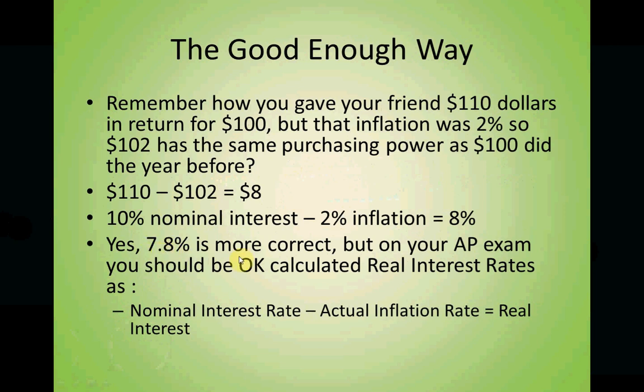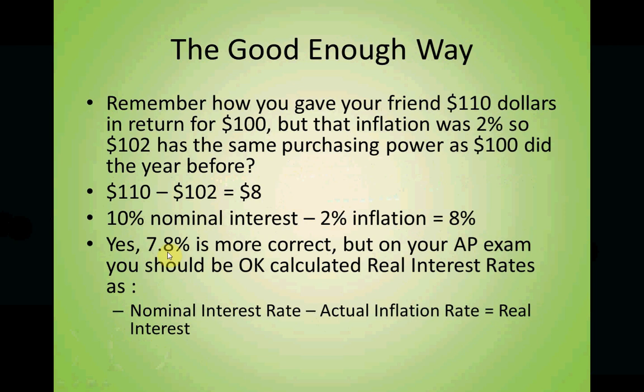Figuring out the exact real interest rate based off of purchasing powers and things like that is more correct. But for your AP exam, you should be okay calculating the real interest rate as just whatever the nominal was, so our 10%, minus actual inflation, which was 2%, will equal the real interest rate. This is what the AP wants you to use, and it makes it a lot simpler. So 10 minus 2 is equal to 8.